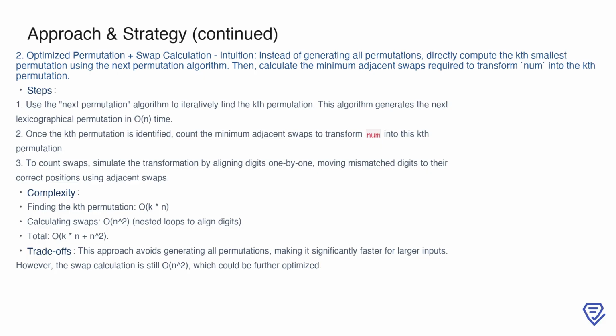While this approach avoids the factorial complexity of generating all permutations, the swap calculation still involves nested loops, leading to an O(n²) complexity. Overall, this method is significantly faster than brute force and is well suited for larger inputs, though the swap calculation step could still be optimized.